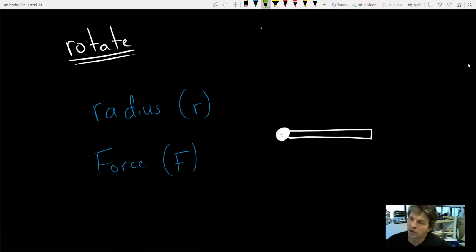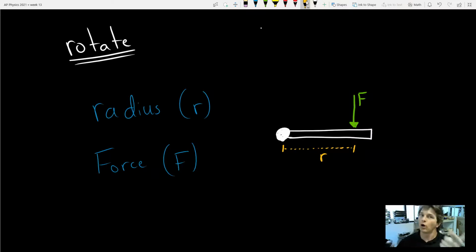So maybe I'm applying a force straight into the door, right? So this would be a force F. Now this distance right here, from the middle of the pivot point all the way out to where that force is being applied, that's what we call the radius, R. Okay, so we've got how far away from the pivot point you push and how hard the force is.